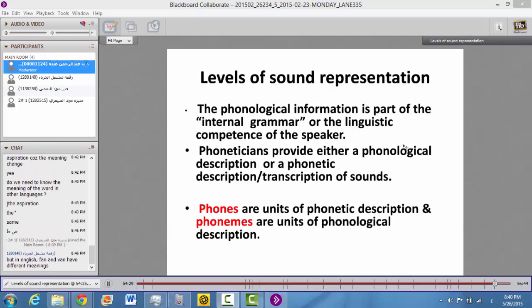Okay, this is the end of this class. I want you to revise all what you have taken. If you have any questions, please do ask. Next time we'll continue with this chapter. We'll talk about the levels of sound representation, the phonemic level and the phonetic level. Any questions? Do you have any questions? I'm going to stop here.